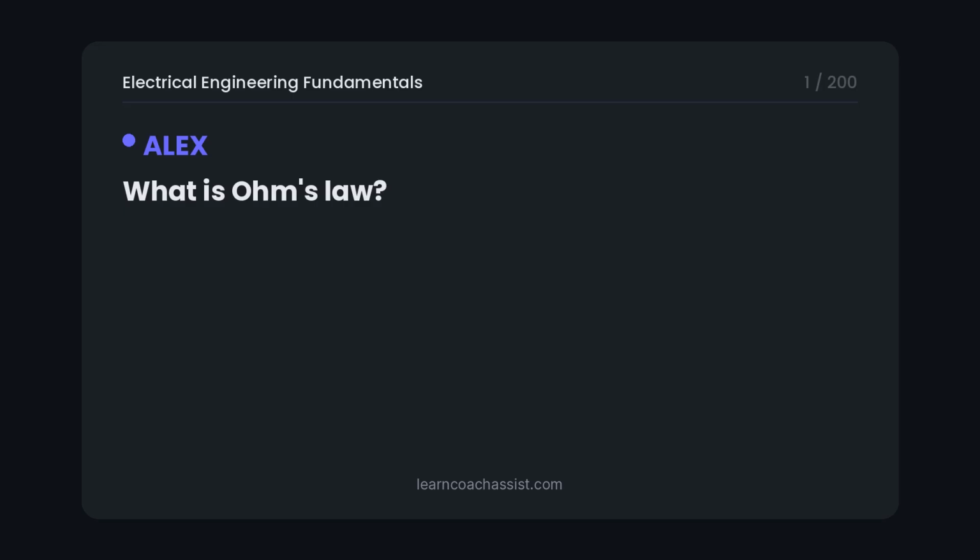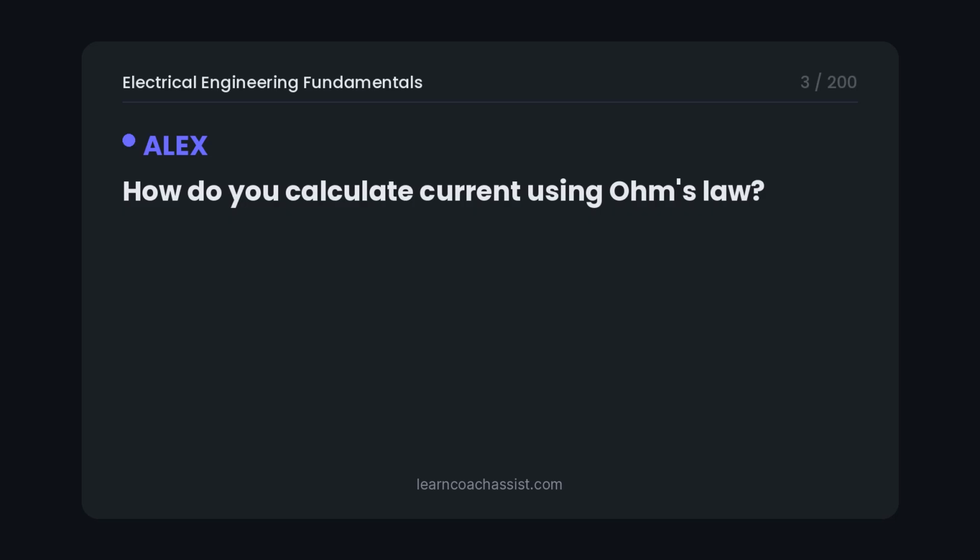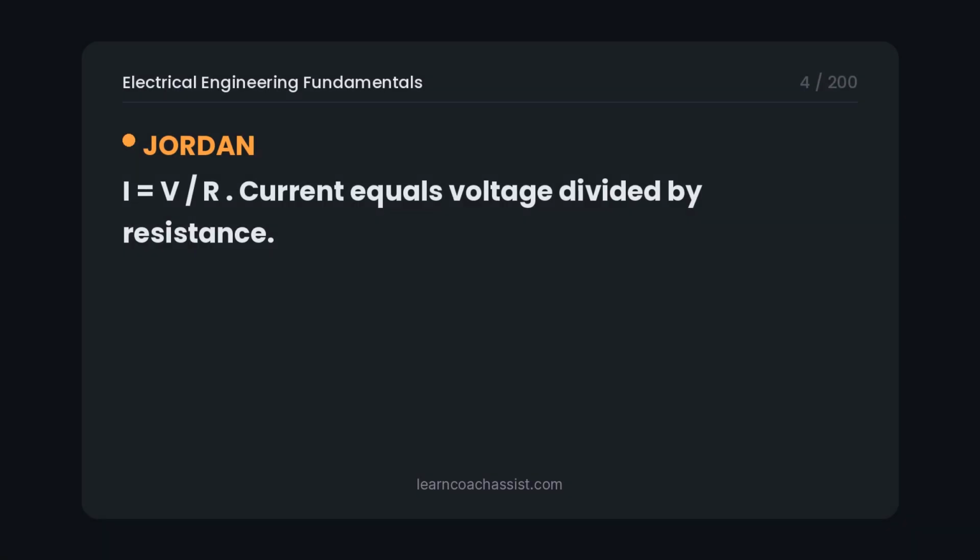What is Ohm's law? Ohm's law states that V equals IR, where V is voltage in volts, I is current in amps, and R is resistance in ohms. How do you calculate current using Ohm's law? I equals V/R. Current equals voltage divided by resistance.